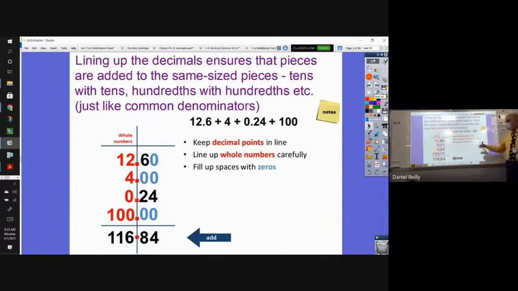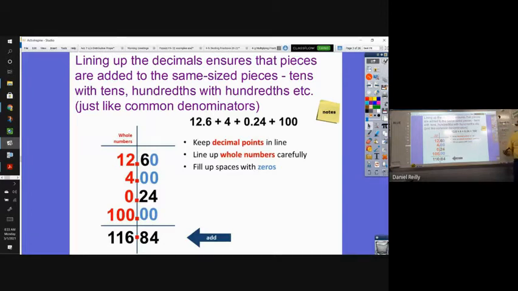So like I said here, lining up the decimals is the same as getting a common denominator. It ensures that you add hundredths and hundredths, tenths and tenths, ones and ones, tens and tens. That's what happens when you line up the decimal point, okay?